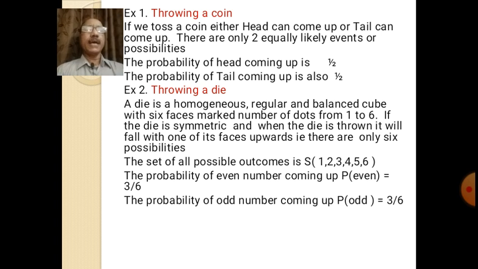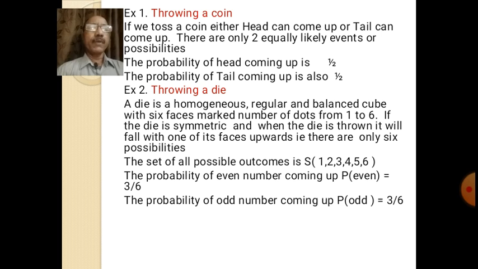Let us take another example, that of a die. A die is a homogeneous, regular and balanced cube, isn't it? It is symmetric, made up of a homogeneous medium, a regular and balanced cube, which is bounded by 6 faces, marked with number of dots or engraved with number of dots from 1 to 6.